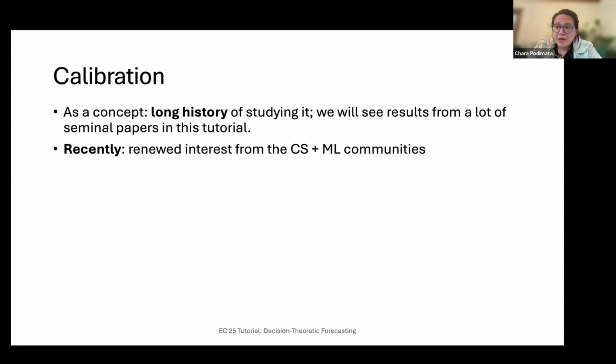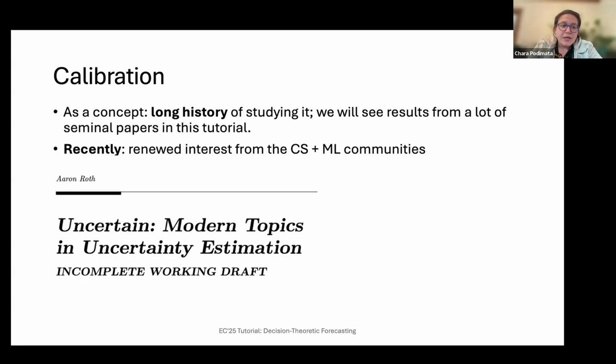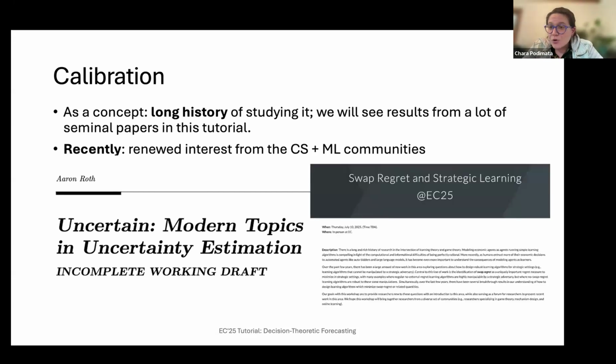Two things that we want to highlight right now are, first, an excellent working draft of notes about uncertainty quantification by Aaron Roth. Aaron Roth also has a bunch of class notes, lecture notes about how he taught this class as time went by. And I believe there are also YouTube videos that I highly recommend folks watch if you're interested in delving deeper into this topic. And also, there's a workshop at EC, which is going to take place in person, the workshop on swap regret and strategic learning.